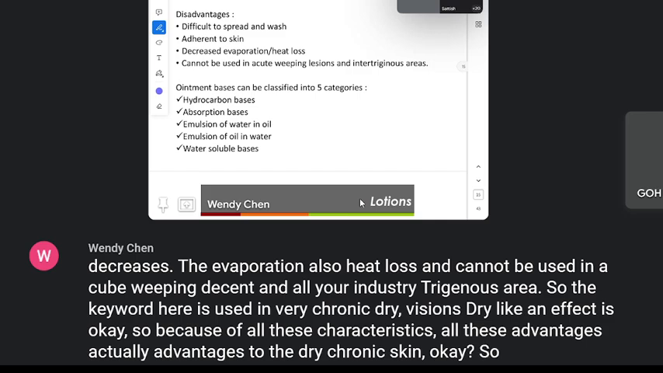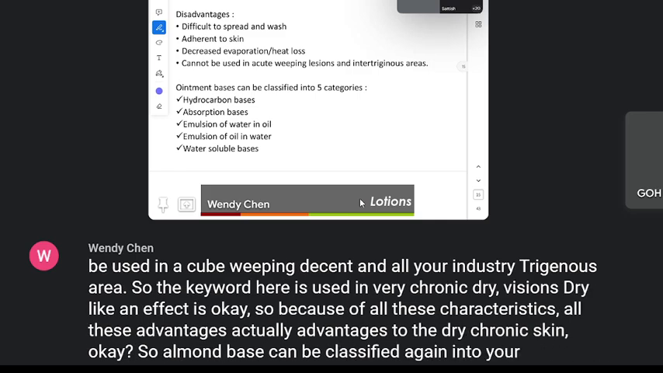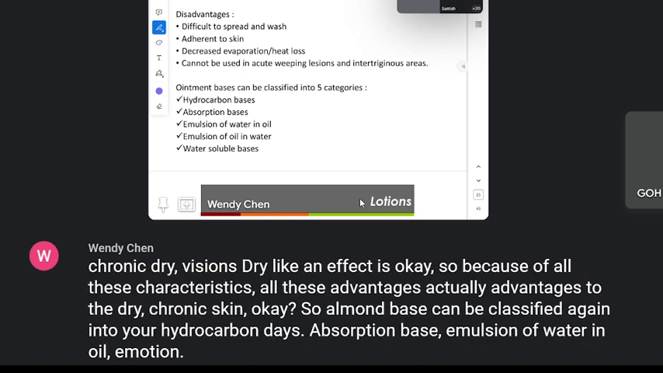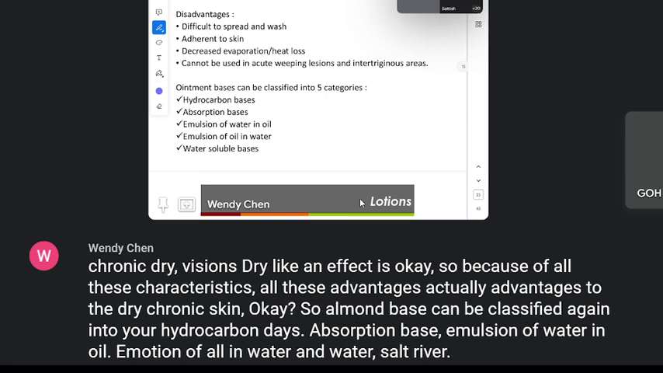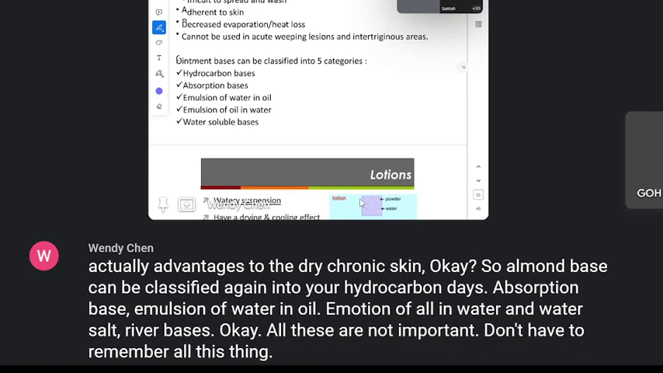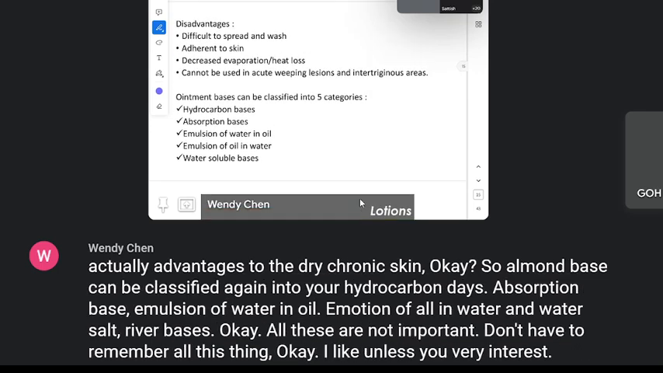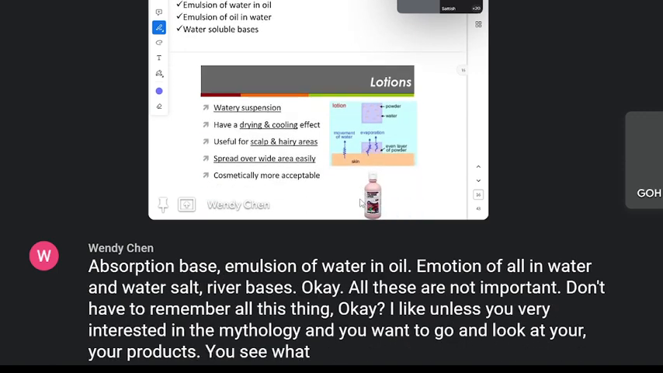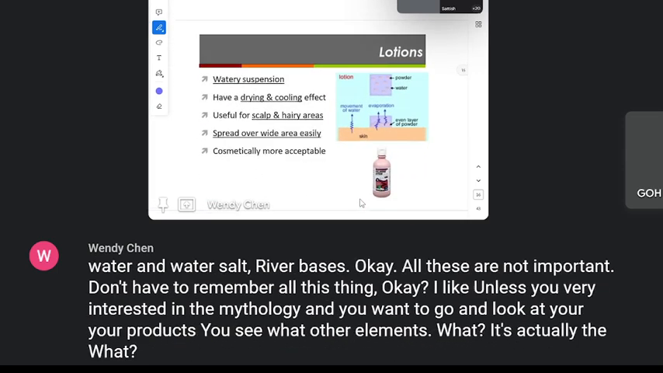Ointment bases can be classified again into hydrocarbon base, absorption base, emulsion of water in oil, emulsion of oil in water, and water-soluble bases. Okay, all these are not important. You don't have to remember all these things, unless you're very interested in dermatology and you want to go and look at your products tonight. You see what the ointments are, and what the ingredients are.